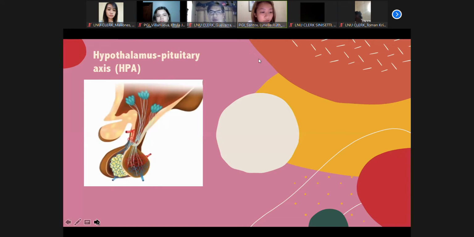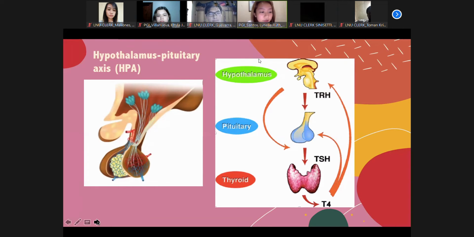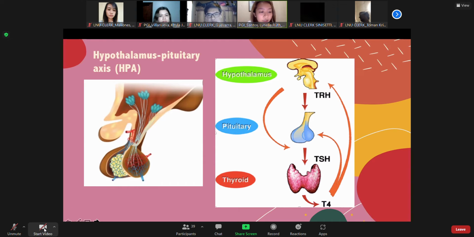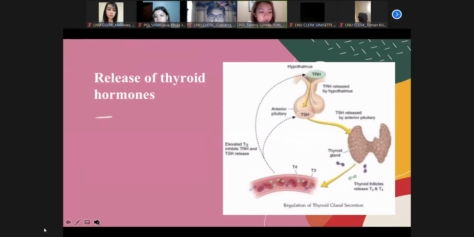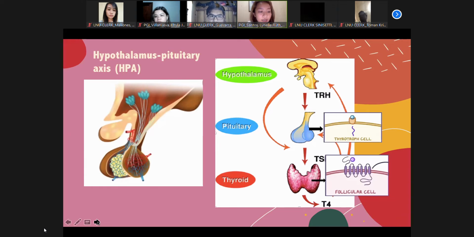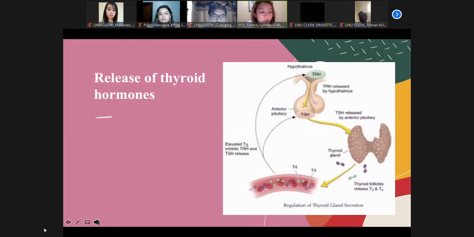Production and secretion of thyroid hormone is under control of the hypothalamic-pituitary-thyroid axis. The hypothalamus secretes thyrotropin-releasing hormone or TRH into the hypothalamo-hypophyseal portal system. In the anterior pituitary, TRH binds to thyrotroph cells and stimulates them to release the hormone thyrotropin, also called thyroid-stimulating hormone, into the bloodstream. The TSH then binds to receptors located in the follicular cells of the thyroid gland. Once hormones are released from the thyroid gland, T3 and T4 enter the blood and bind to proteins.